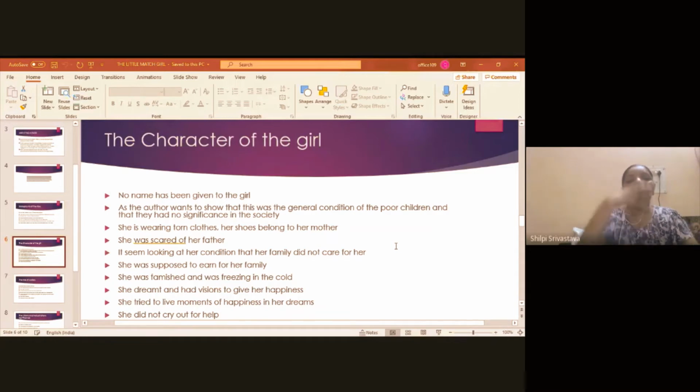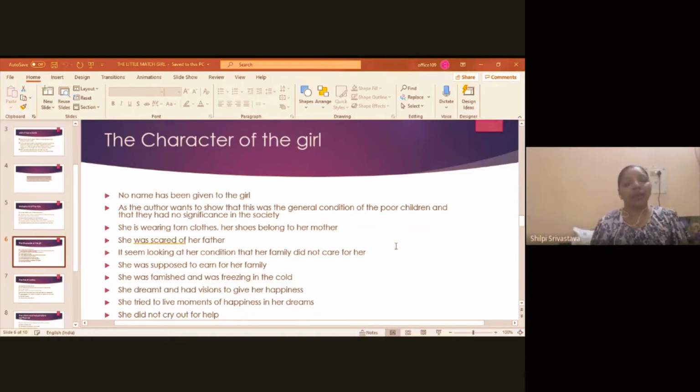Yes, when we go through the story, we see that the girl is wearing such poor clothes. She doesn't have a scarf over her head, and she is wearing shoes which belong to her mother. And if you remember in the story, she even loses her shoes. She tries to escape from between the horse carriages which were coming past her.